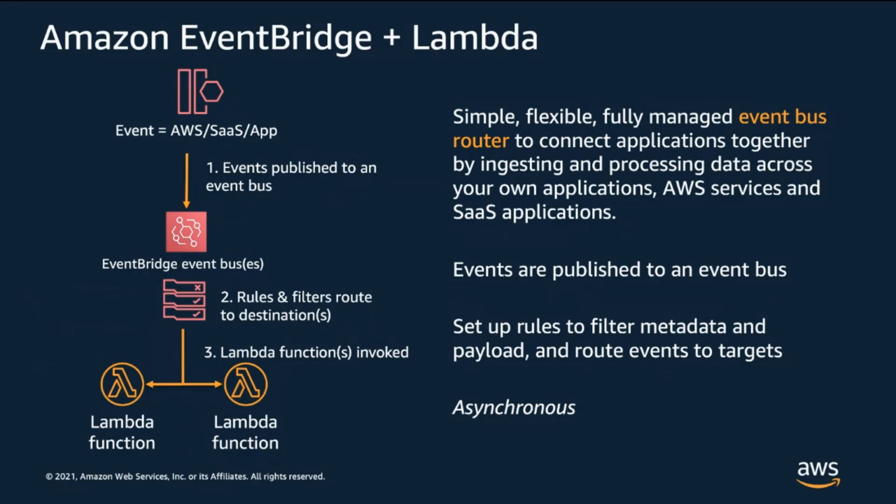So if we look at the same architectural diagram for EventBridge, we see it's a simple, flexible, fully managed event bus router to connect applications together. So with EventBridge, your events are published to an event bus, and then you set up rules that match something in the event, and then you route the event off to one of 18 services, one of them being Lambda, which can process the event. And the handy dandy thing with EventBridge is you can have multiple event producers adding very different events to a single event bus and simply use rules to filter the different events and route them on.